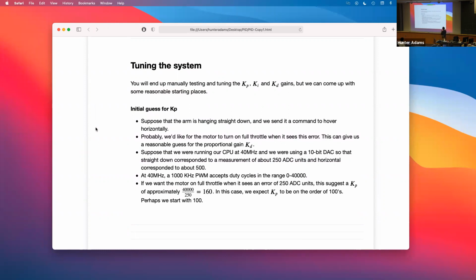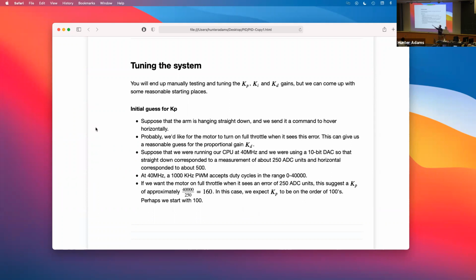So let's think about, first of all, the proportional gain. And we're going to suppose that the system starts with the arm hanging straight down. You command it to 90 degrees, and suppose you want your proportional gain to be high enough so that for an error that large, the motor turns on full speed, at least for a little while, right? It'll slow down as it approaches, but we want it to respond full speed for that size of error. Then we can get ourselves in the ballpark for what KP might be. Oh, that's a typo. That should be KP instead of KP. So okay. Let's suppose we're running our CPU at 40 megahertz.